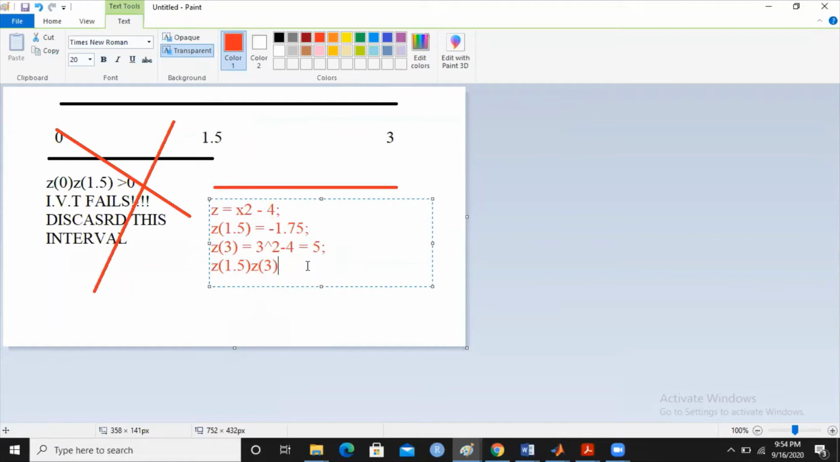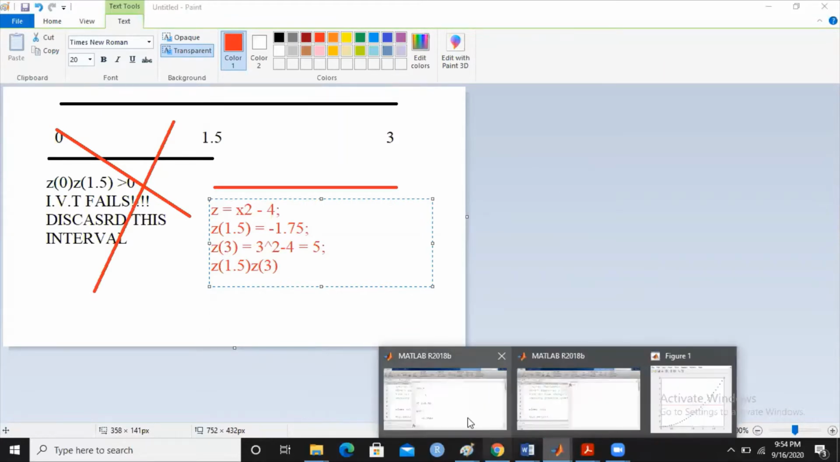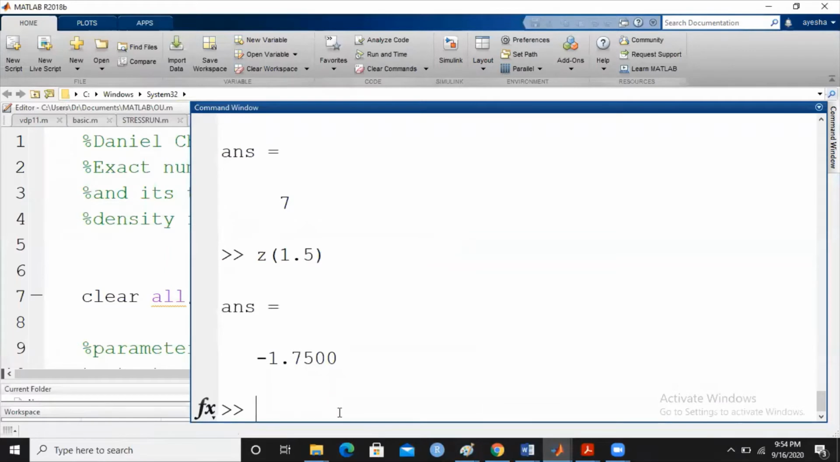Whether the intermediate value theorem holds or not, I can see that from here, and you can use your calculator or install MATLAB. I'm going to check that z of 1.5 times z of 3. If it is a negative number, I will keep this interval. Otherwise, I will discard this interval.